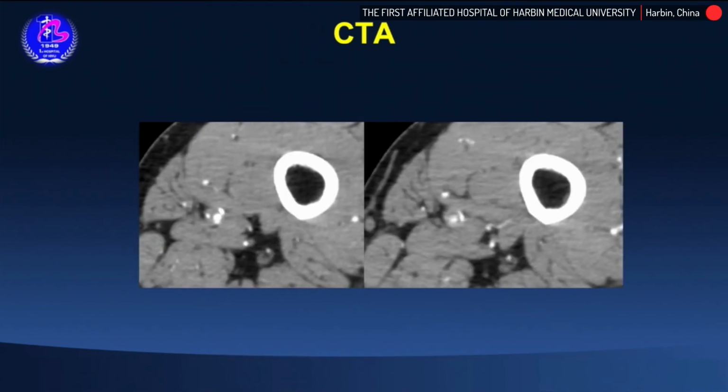So this is a cross section. We can see there's quite a lot of calcification around the lesion, and there's some low density disease on the vessel wall. Is it thrombosis, soft plaque, or just fibrosis? We will interpret it later by using IVUS.